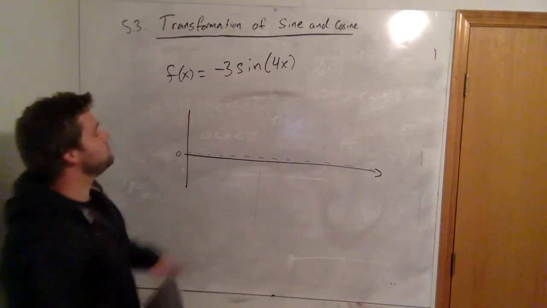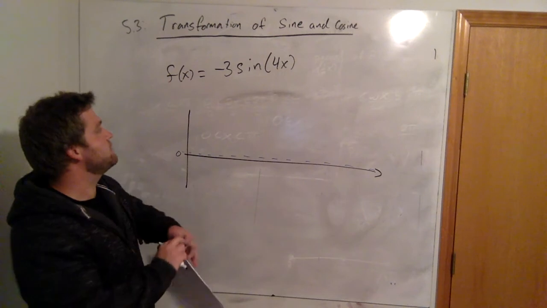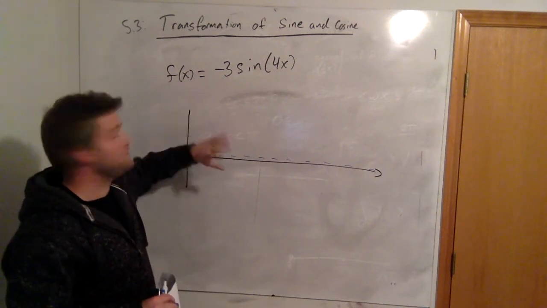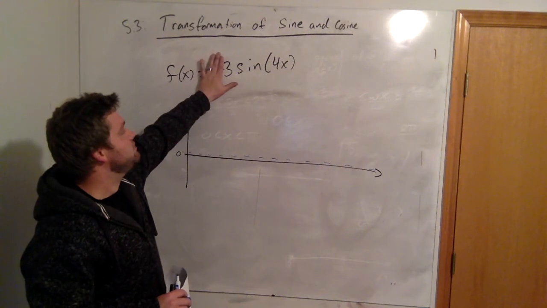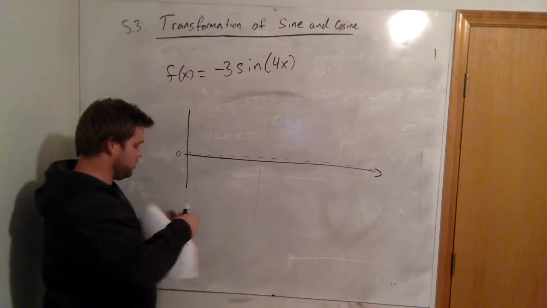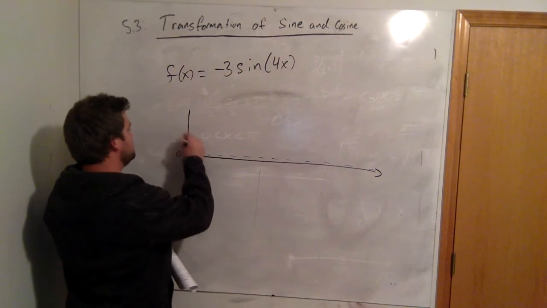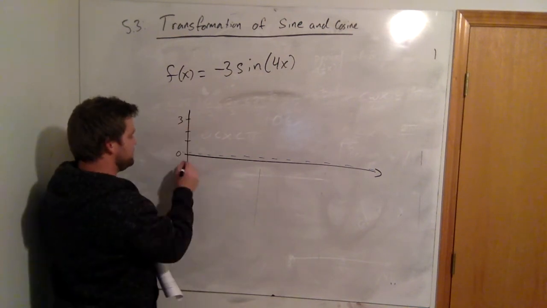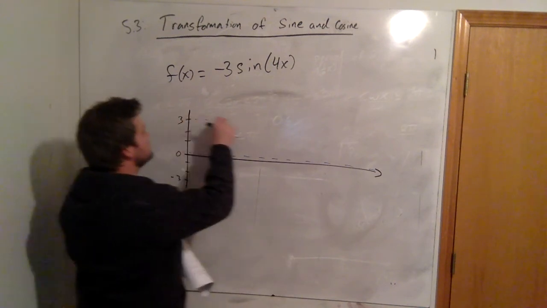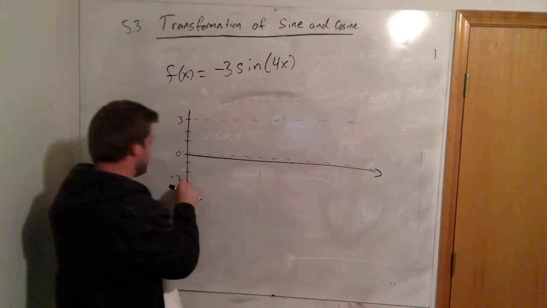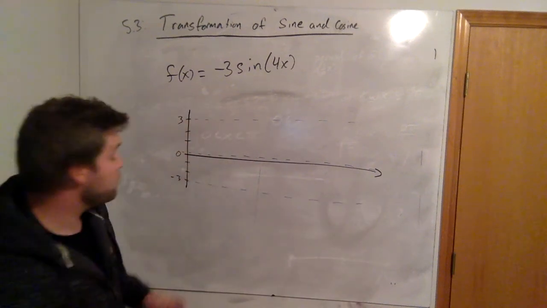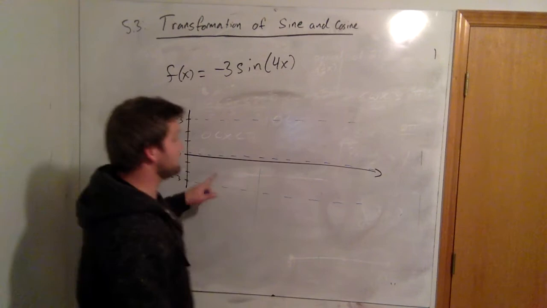Notice I'm multiplying the outside of my function by -3, so the negative will correspond to a reflection. The amplitude here is going to be 3. So I'll go 3 units up from the equilibrium, and 3 units down from the equilibrium. So I know that my graph lives in this window.